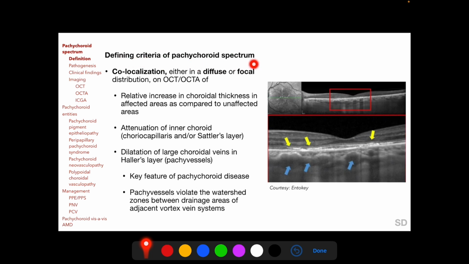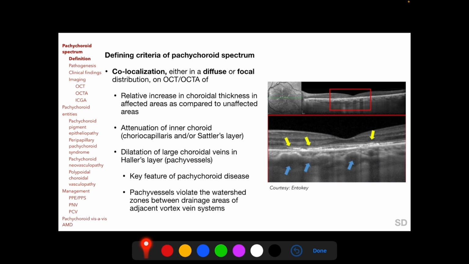Defining criteria of pachychoroid spectrum include certain features on OCT, certain ICGA features, and absence of extensive drusen on clinical examination. The OCT features of pachychoroid spectrum can be present either in a diffuse or focal distribution in the fundus, but what is most important is these three features should be co-localized in the same area of the fundus. And these three OCT features include relative increase in choroidal thickness in affected areas as compared to unaffected areas, attenuation of the inner choroid, that is the choriocapillaris layer and/or the Sattler's layer, and dilatation of large choroidal veins in the Haller's layer, which are called pachyvessels.